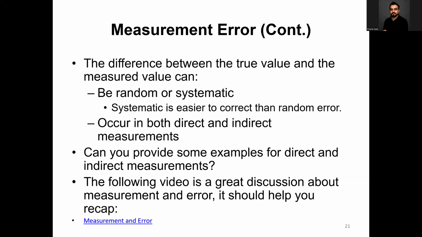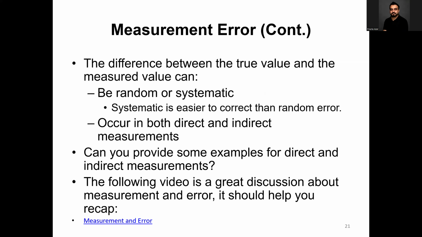So direct measurements are like measuring our body weight, measuring our height, age, fasting blood glucose level. Those are direct measurements. Indirect measurements are like measuring total energy expenditure, that's an indirect measurement. Measuring our kidney health by measuring eGFR, that's an indirect measurement.